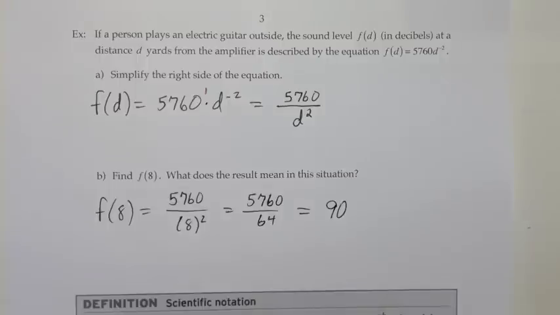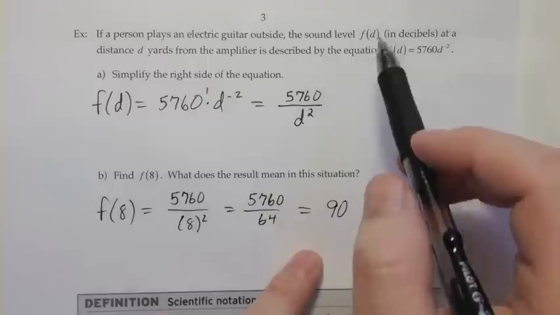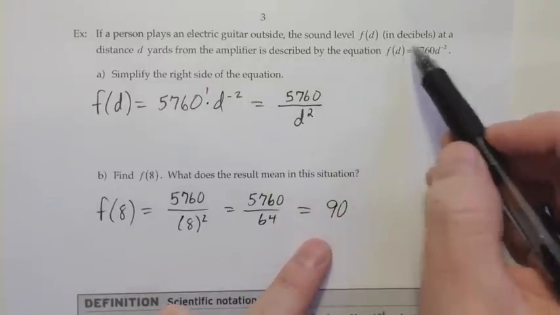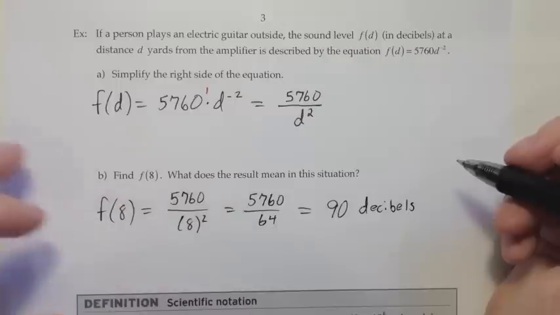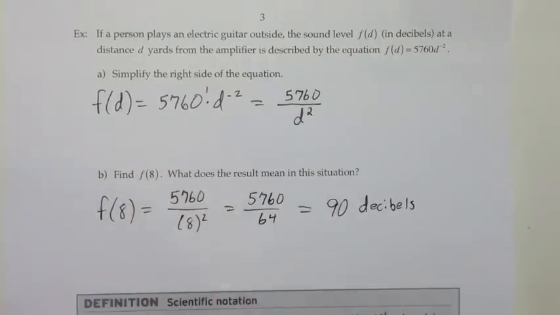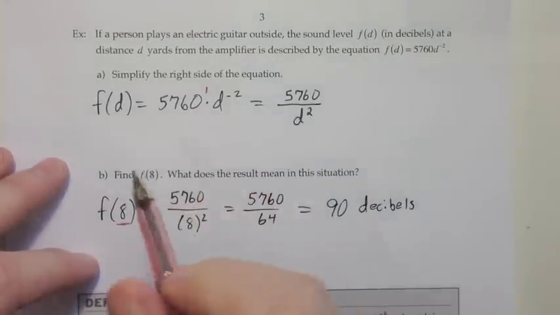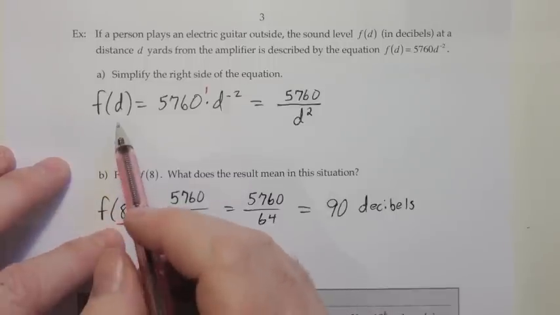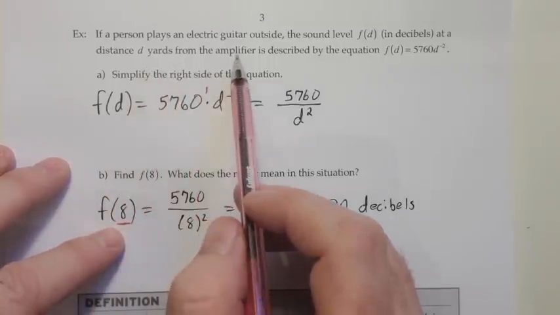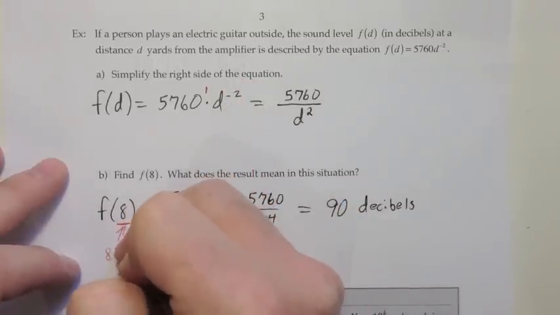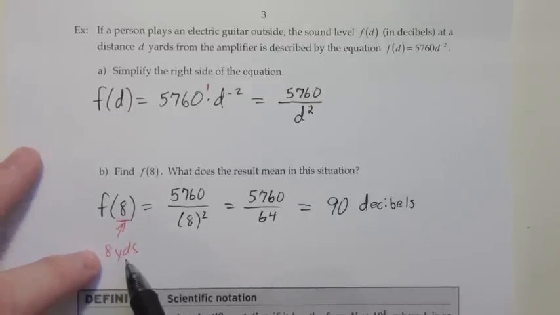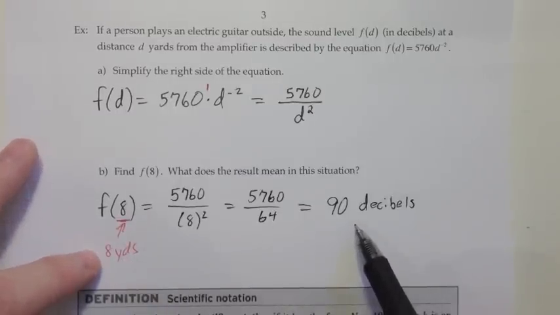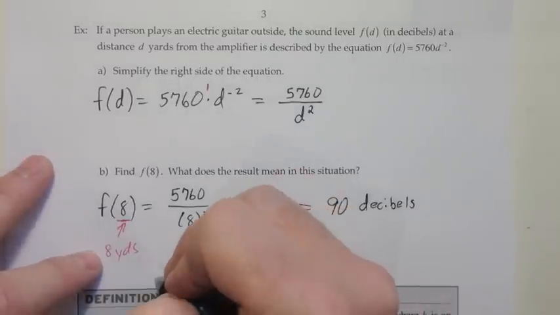And then to help us think about what this means, we want to think about the units. So first let me put units here. 90 what? Well, that's a value of f, and f is measured in decibels, so that would be 90 decibels. And then to think a little bit more about what that means, how did I get that? I plugged in an 8, but 8 what? Well, 8 went in for d, so 8 was a value of d, and d was the number of yards we were from the amplifier, so that represented 8 yards. So then I just want to put that into words and say, if we're a distance of 8 yards away from the amplifier, we hear the sound at a level of 90 decibels.